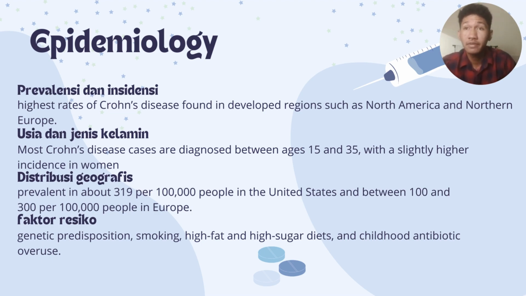And there are also several risk factors for Crohn's disease, including genetic predisposition, smoking, high-fat and high-sugar diets, and childhood antibiotic overuse. A family history of inflammatory bowel disease increases the risk of Crohn's disease. The increasing incidence and prevalence of these conditions highlight the impact of environmental factors and lifestyle changes on global health.